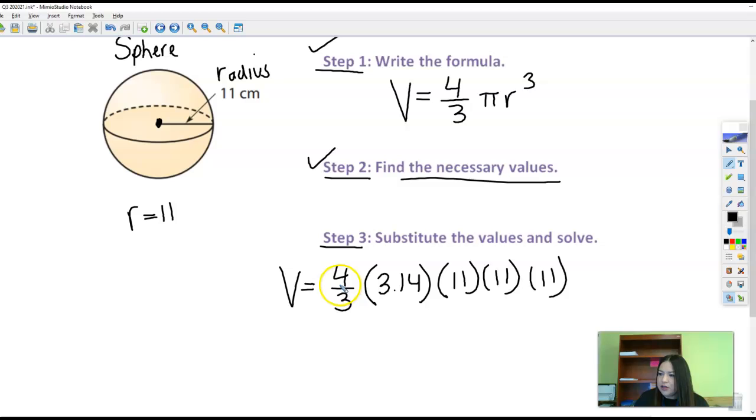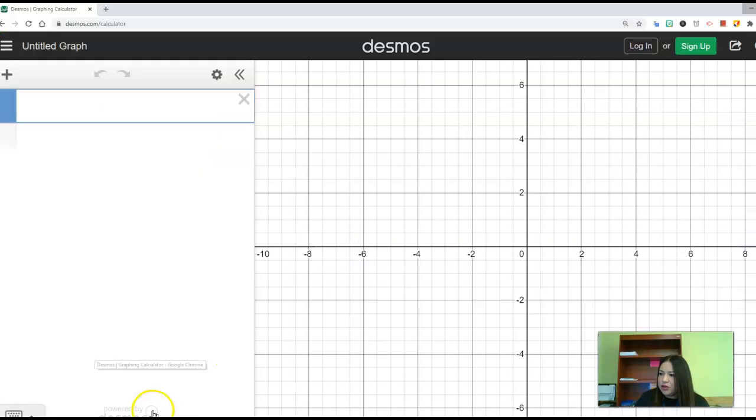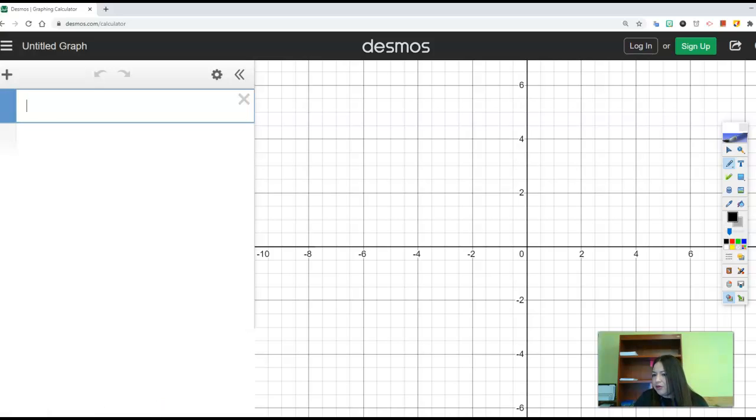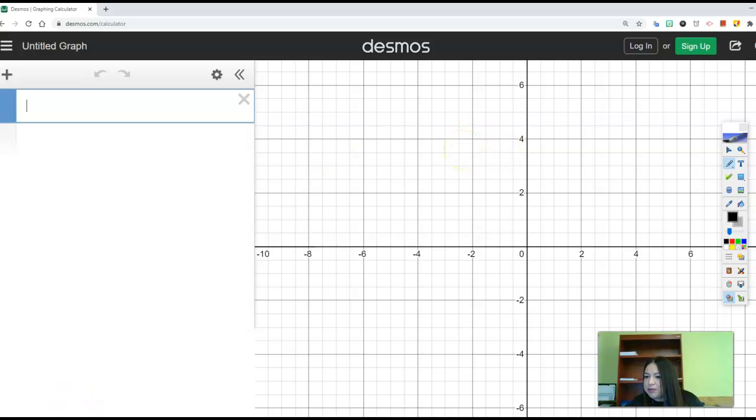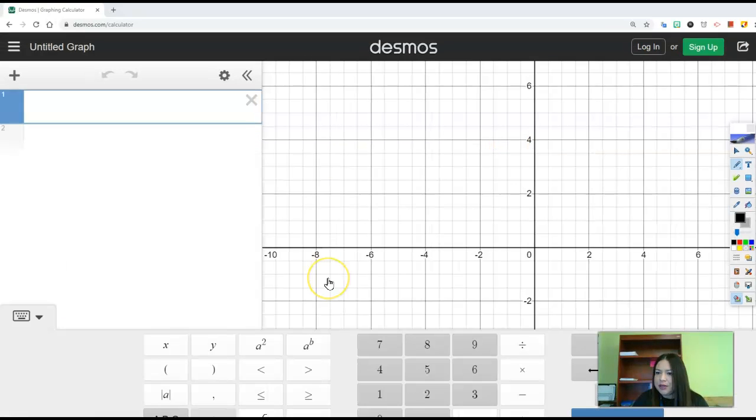Now I know some of us are not sure how to type a fraction in the calculator, so let me go ahead and show you. You're going to go to your calculator, and what I'm going to do is type in all the other numbers first, and then I'll type the fraction after.